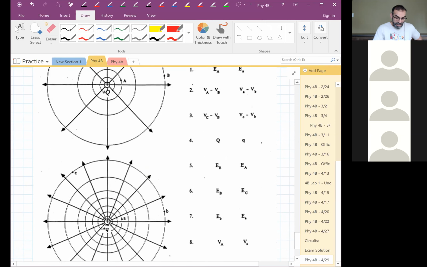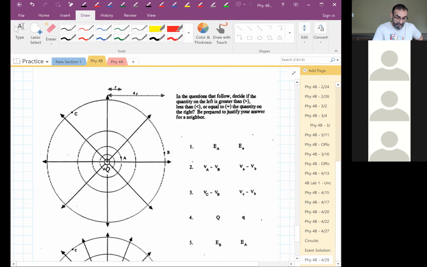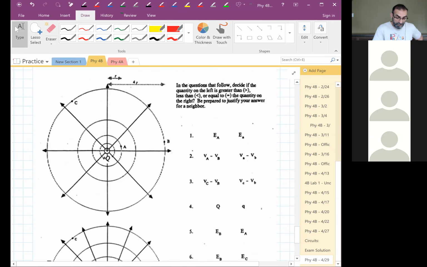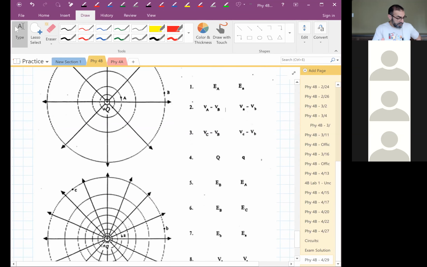So it says, in the questions that follow, decide if the quantity on the left is greater than, less than, or equal to the quantity on the right. Okay. I would start with number 4. Let's do number 4 first.